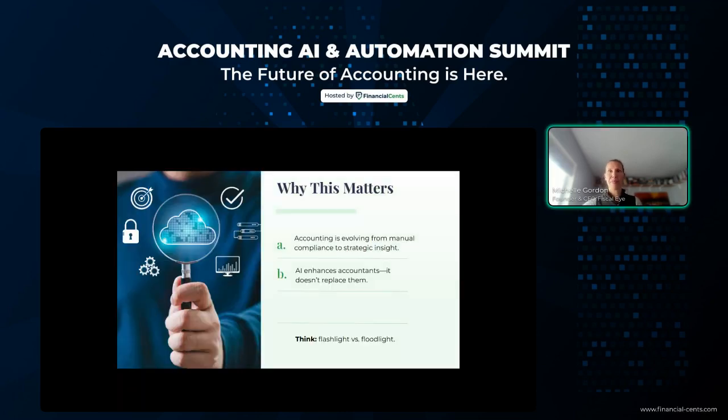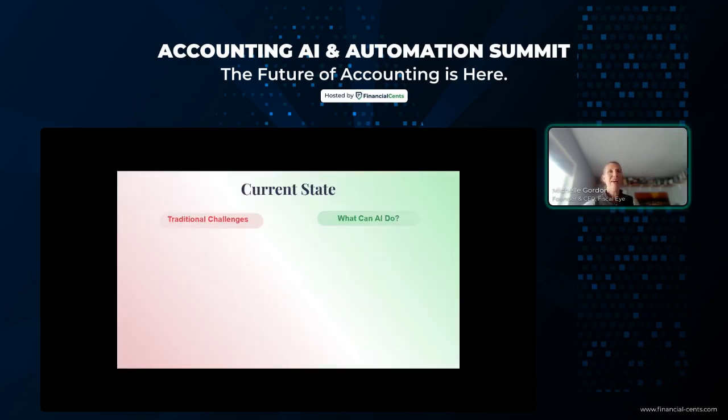All right, so let's discuss why this matters. As you can tell, accounting is transforming from manual compliance work to strategic insight. AI isn't here to replace accountants, it's here to enhance them. Think of it like moving from a flashlight to a floodlight. We can suddenly see more, faster, and with greater clarity. All right, I want you to think of your accounting office. How do you currently manage your processes, clients, training staff, and staying on top of laws and regulations?